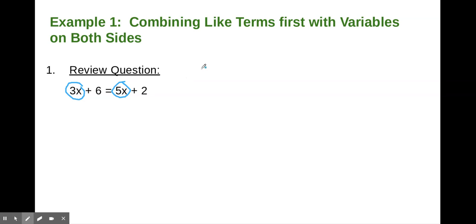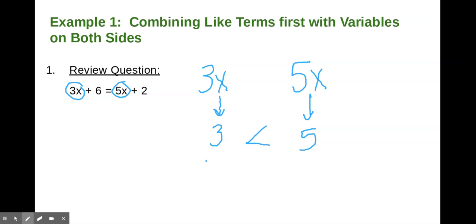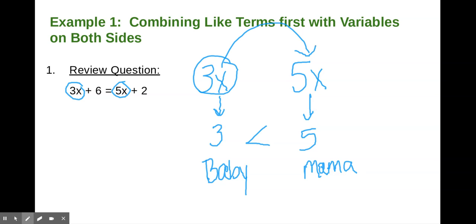If you look here, I have a 3x and I have a 5x. All I want to look at is my coefficients. Those are the numbers that come before the variable. So if you look, the 3 is smaller than the 5. So the 3 would be my baby bear, and my 5 would be the mama bear. So I would want to take this 3x over to the 5x.